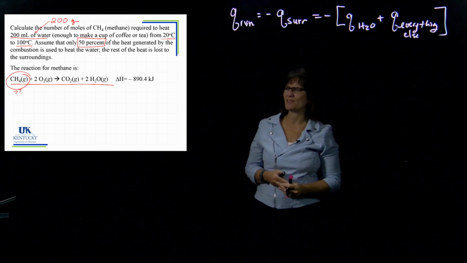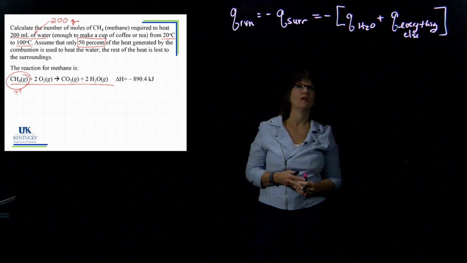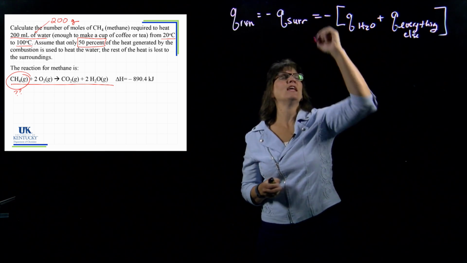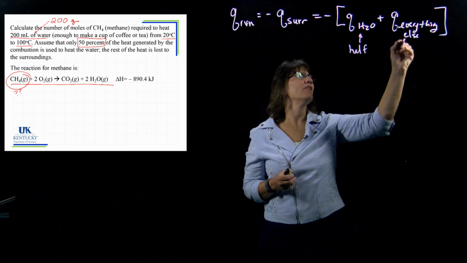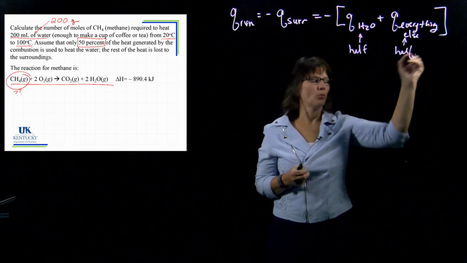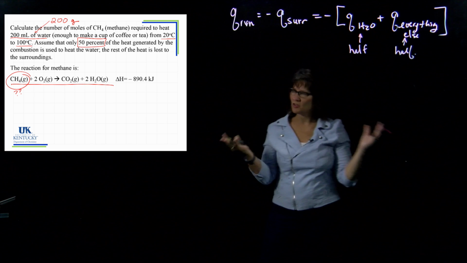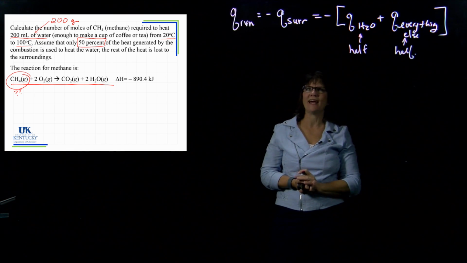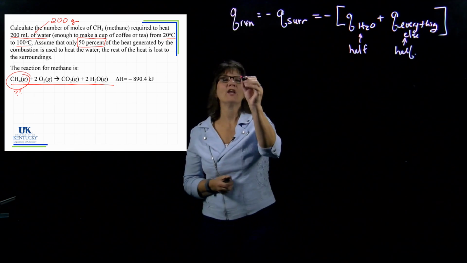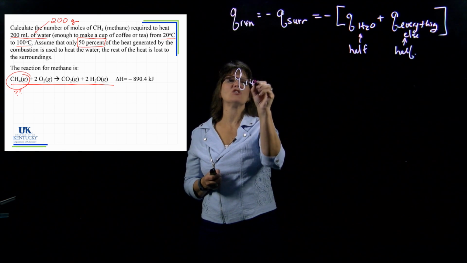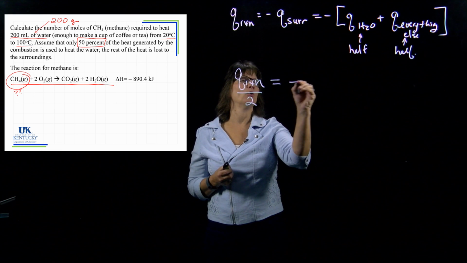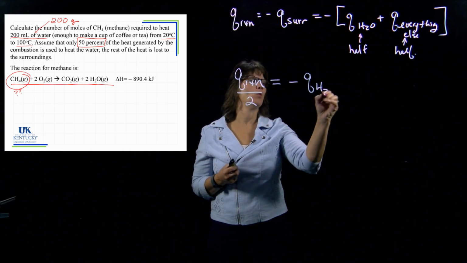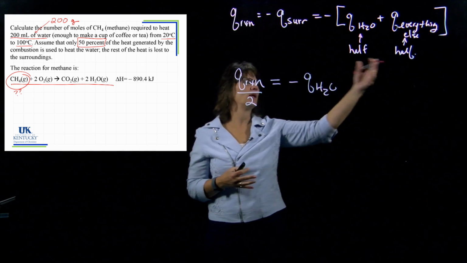Now let's think about this. 50% of it's going to the water. So half of the heat of the surrounding is here, and the other half is right there. So let's just ponder that. How are we going to get that down to what I know? I know that whatever the reaction is doing, half of it is going into the water. That would be one way to do it. And the other half is going into everything else.